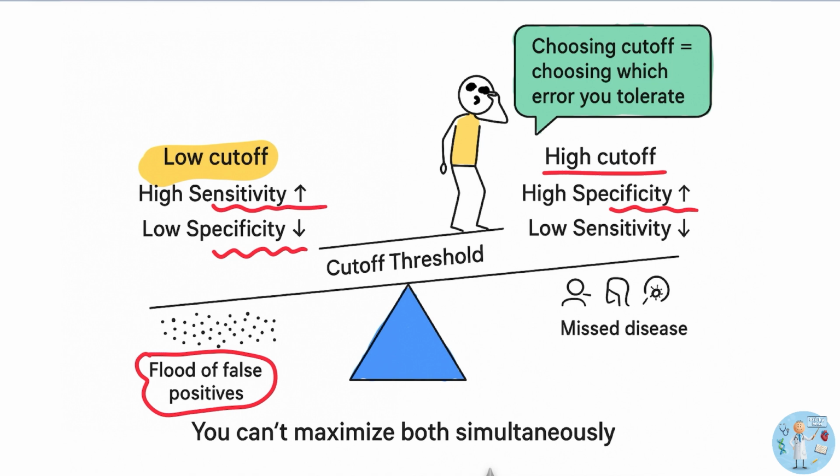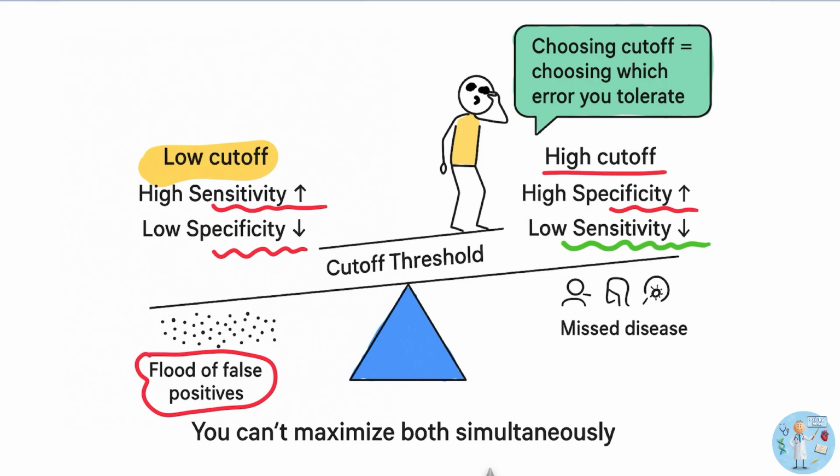But the teeter-totter tips back. By setting the bar that high, you are now completely missing all the people with mild or early stage disease. Your sensitivity crashes. And you get more false negatives. I talked to a lab director once who said that single decision, where to set that cutoff, is the most agonizing part of test development. You're explicitly choosing which kind of error you're more willing to live with.